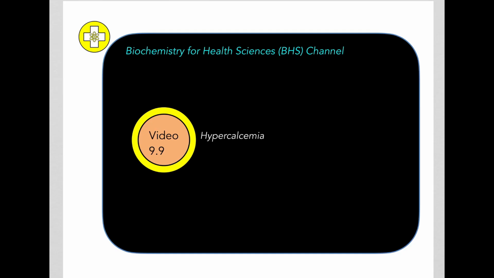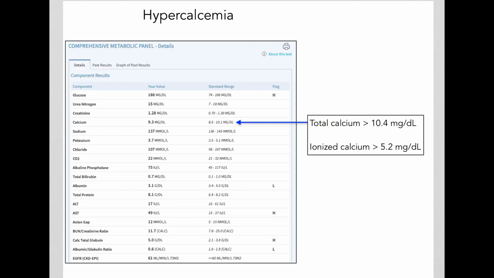In today's video, we shall discuss hypercalcemia, high levels of calcium in the blood. In hypercalcemia, the total serum calcium is greater than 10.4 milligrams per deciliter. The normal serum calcium is around 10 milligrams per deciliter. If we look at the ionized calcium in hypercalcemia, the ionized calcium would be greater than 5.2 milligrams per deciliter. Now remember that the ionized calcium makes up about 50% of total calcium.